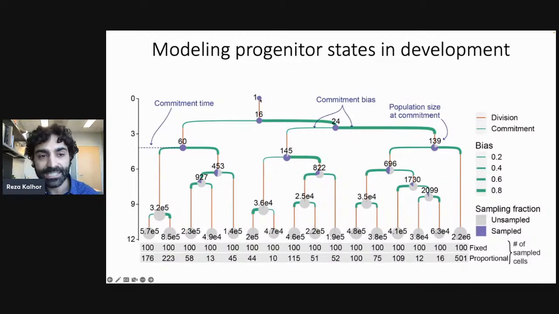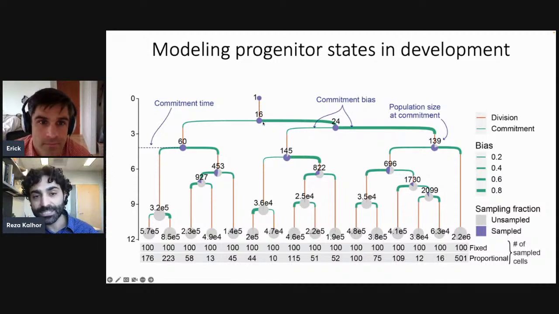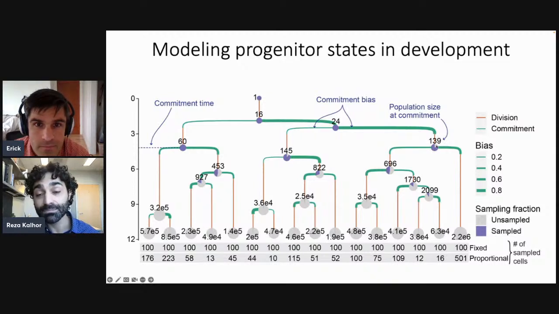For instance, in these quantitative fate maps, we can assign cell division rates and cell death rates to every progenitor state, and basically know at the time of commitment, here signified by these dots, how many cells existed, and then we can assign what fraction of them commit to each of the downstream states. This is called the commitment bias. We further establish commitment time, which is the exact time these cells commit to the downstream fates, as well as population size, which is the number of cells that a progenitor state had at its time of commitment.